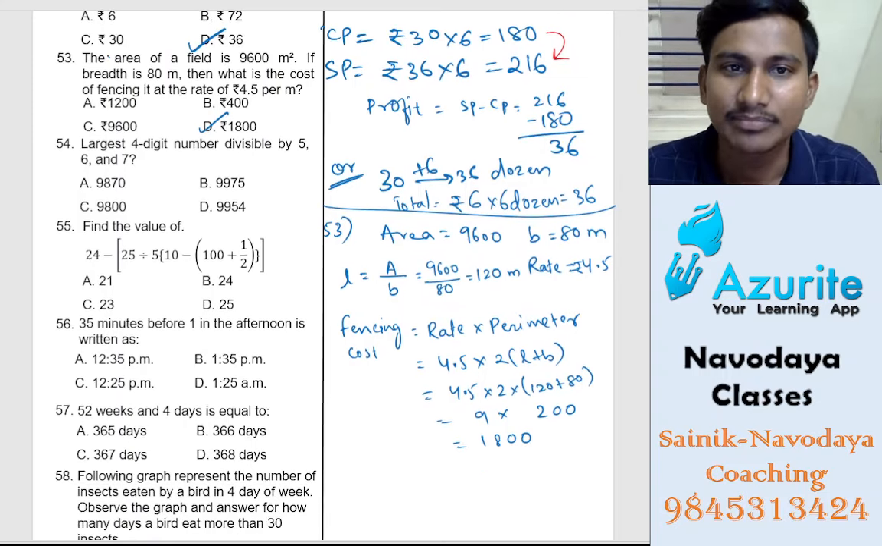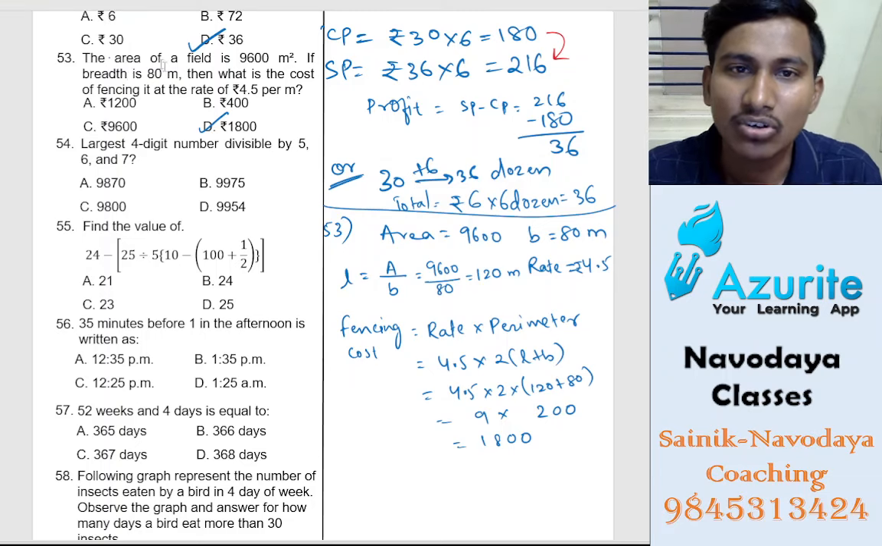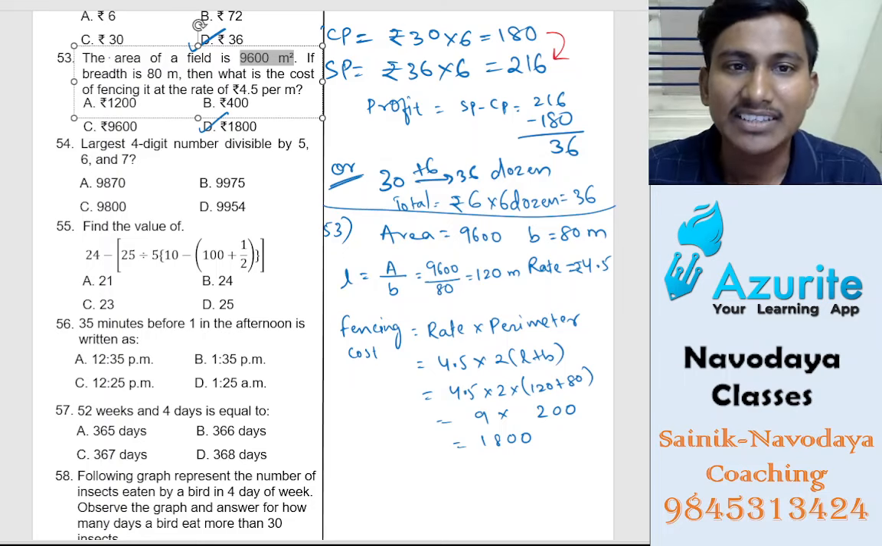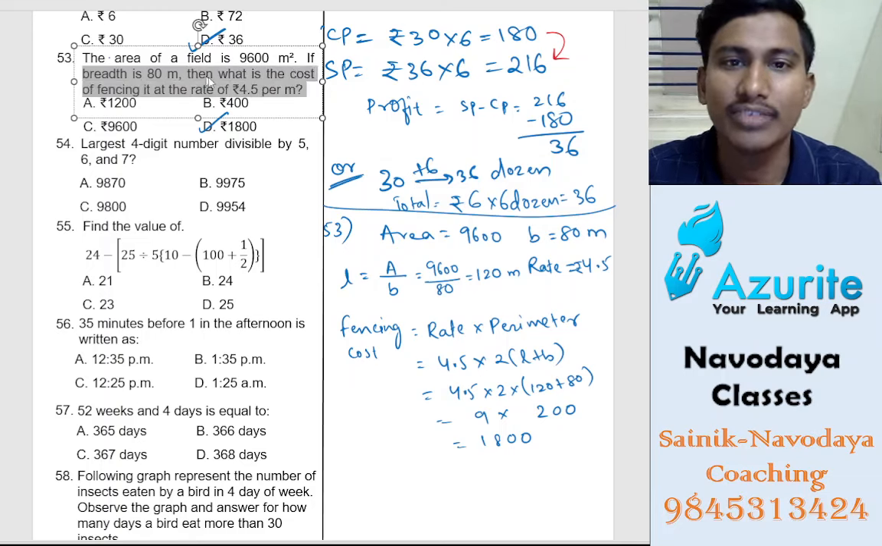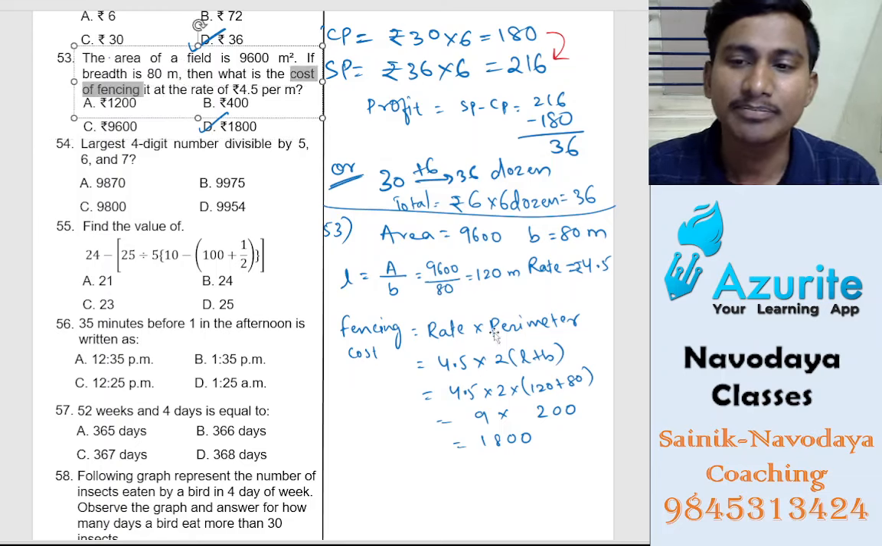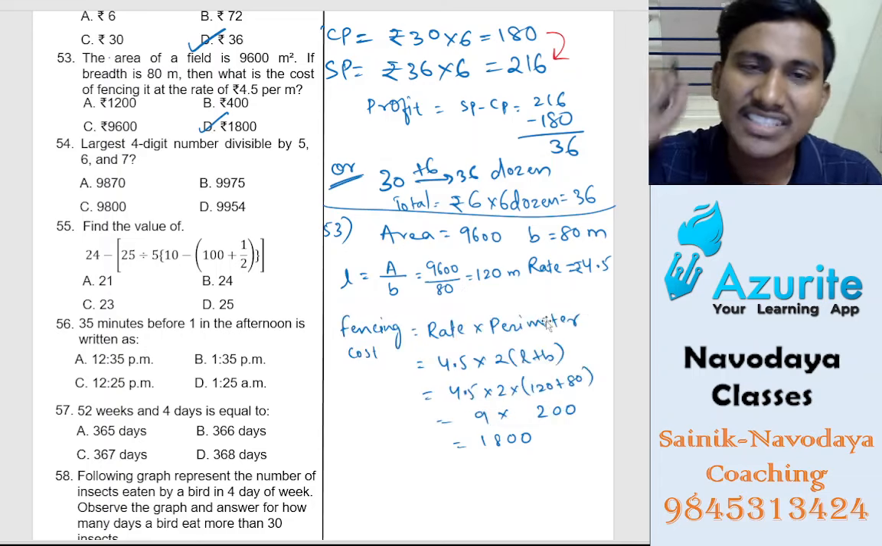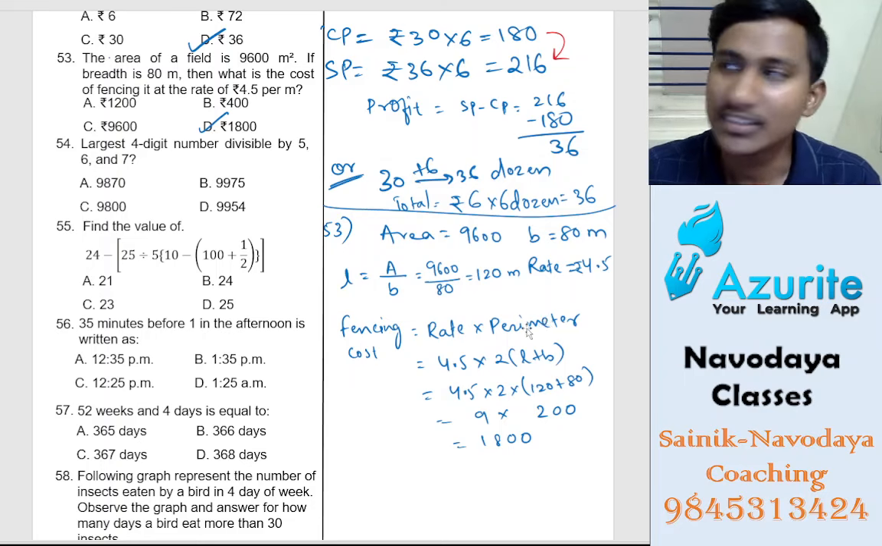What is the question here? The area of a field is 9600 meter square. If the breadth is 80 meter, then what is the cost of fencing at the rate of 4.5 per meter? So we know area is 9600, breadth is given. Then cost of fencing. Where do we do the fencing? We do fencing on the perimeter. So you have to find the length here.